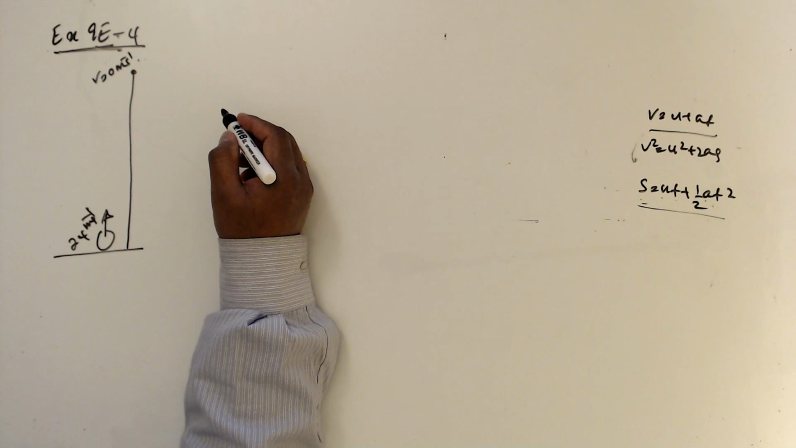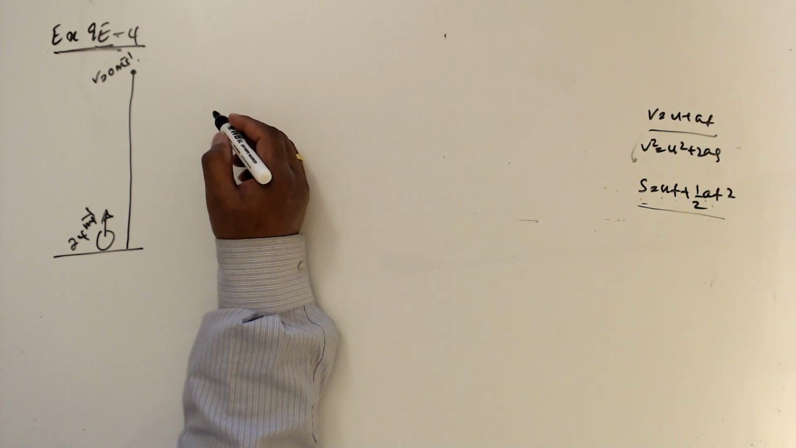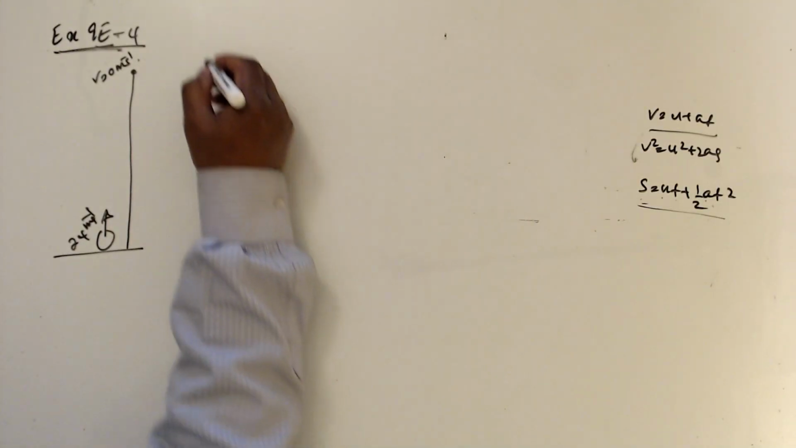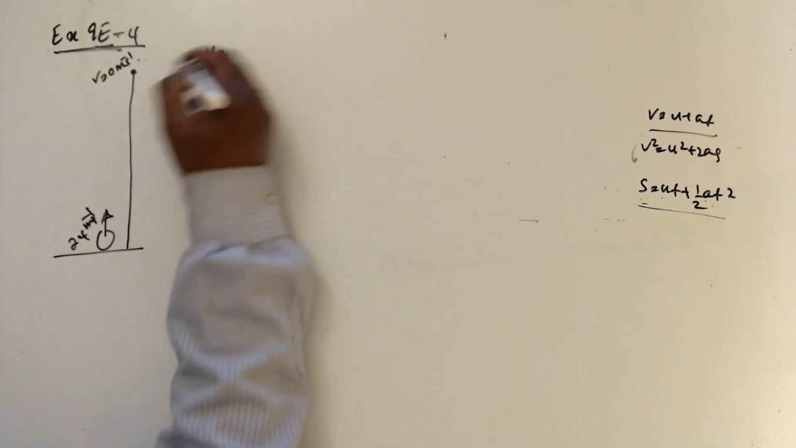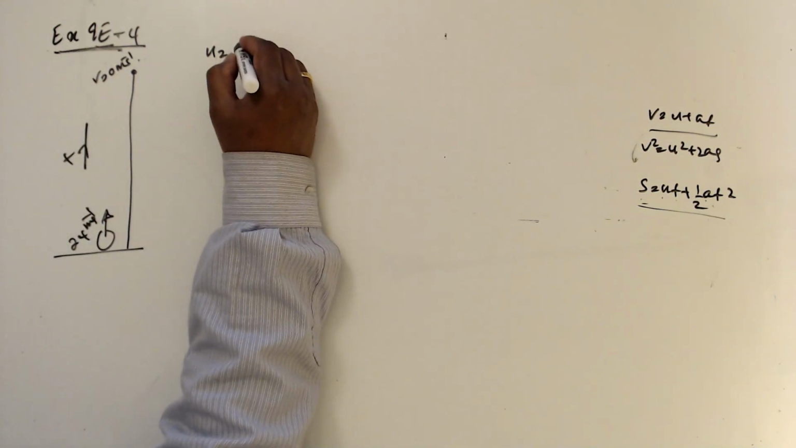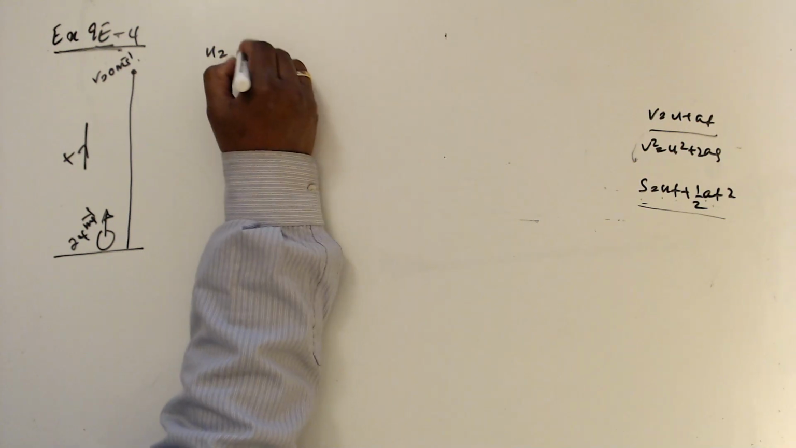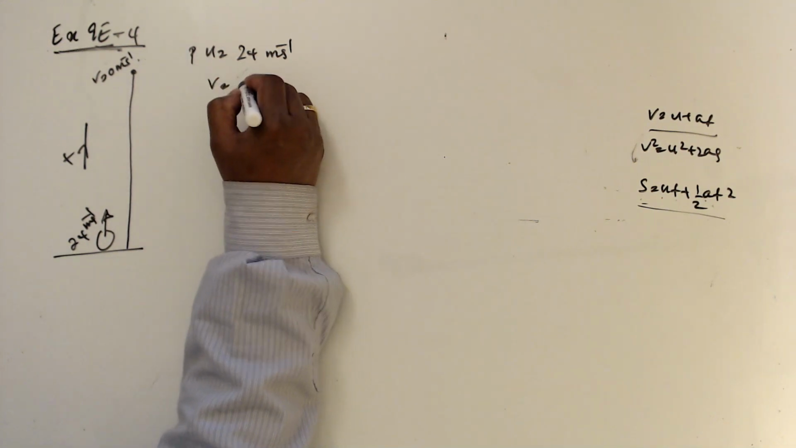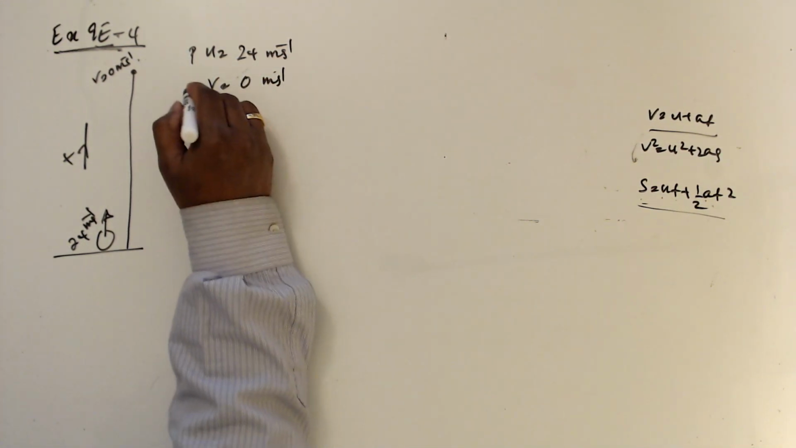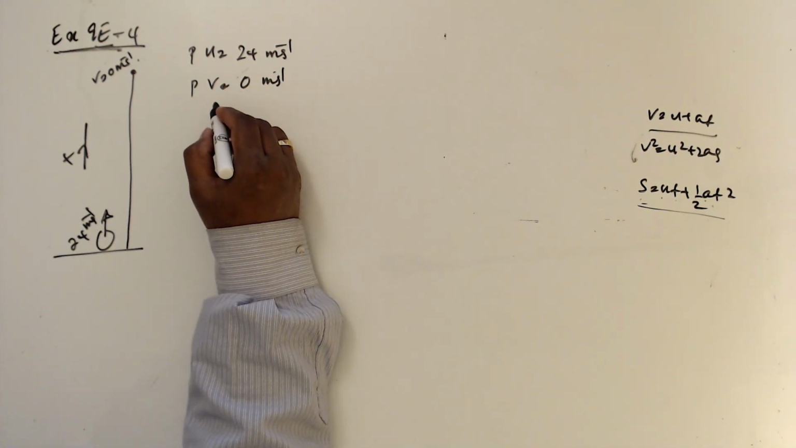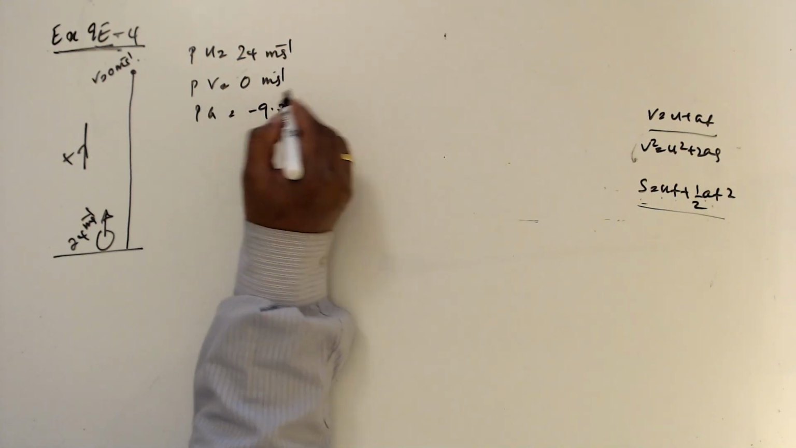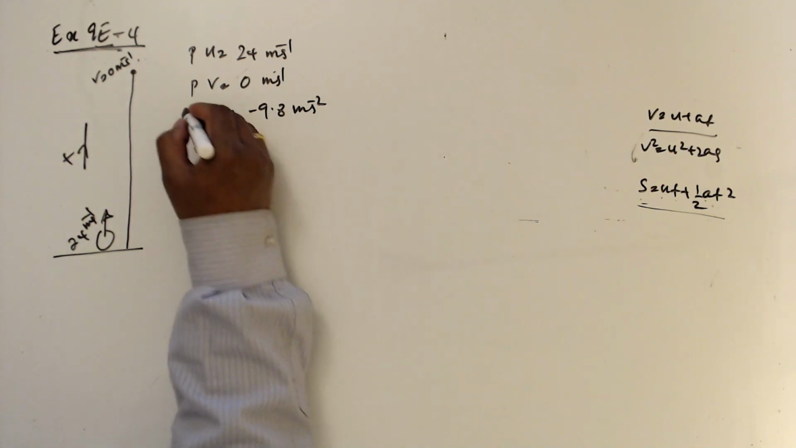And the greatest height above the point of projection reached by the ball. So we want to find the greatest height. At greatest height, the velocity is 0. So we'll take this direction as positive. u is 24 m/s and v equals 0, and s we need to find. a is minus 9.8 m/s² for this direction.